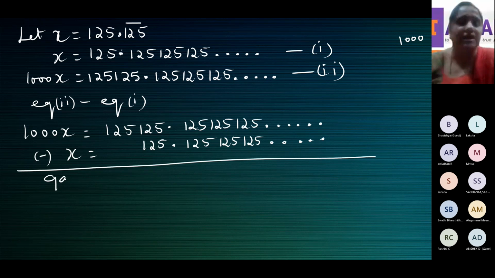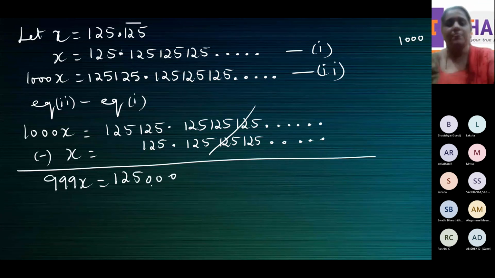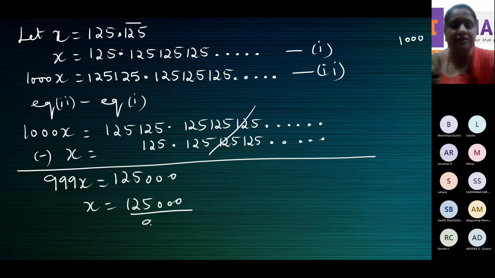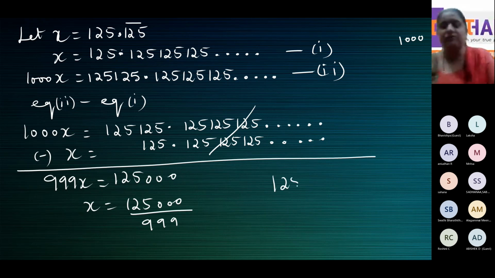1000x minus x, 999x is equal to, the decimal parts get cancelled in both. Now, when you find the difference, you get 125,000. So 999x is equal to 125,000. x is equal to 125,000 divided by 999. This is the P by Q form for 125.125 recurring. Is that understood, children?